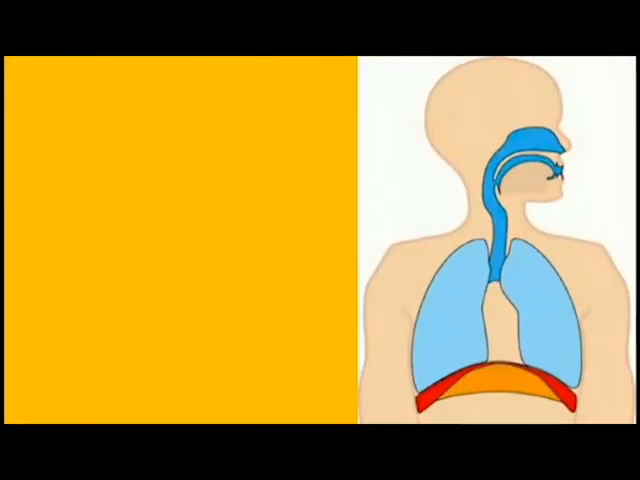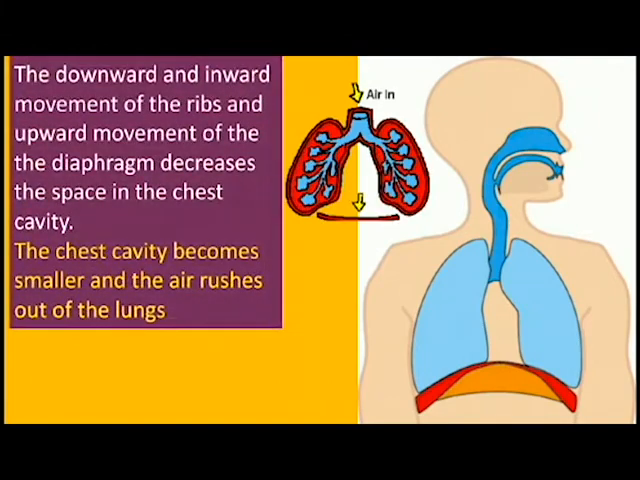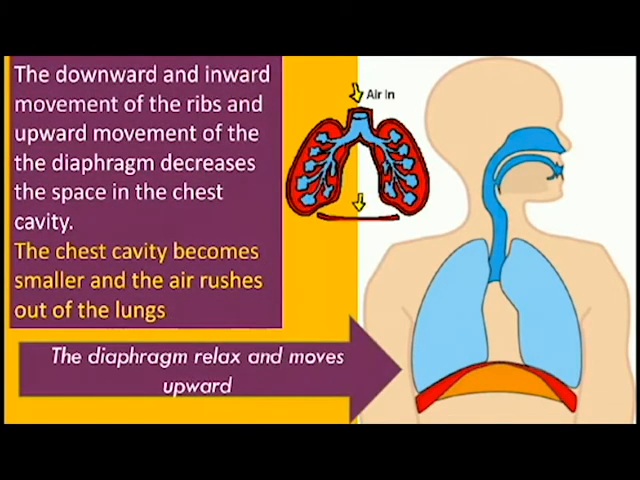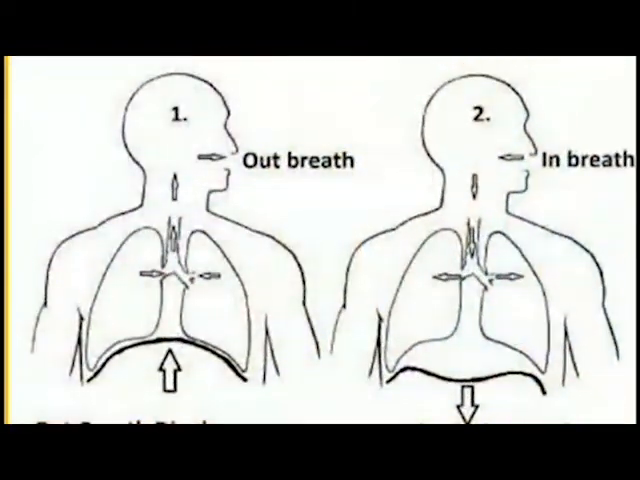Children, during exhalation, the ribs move downward and inwards. The diaphragm relaxes and moves upward to its original position. This is the actual position of the diaphragm when we breathe out, and when we breathe in.